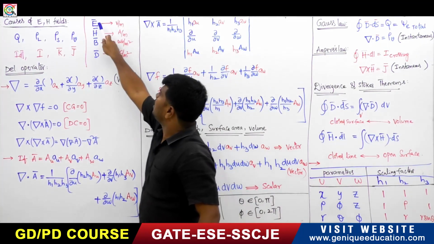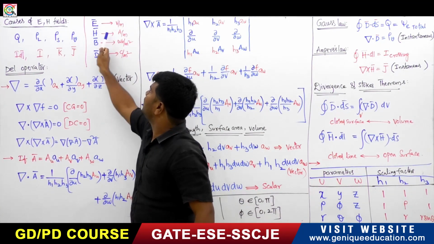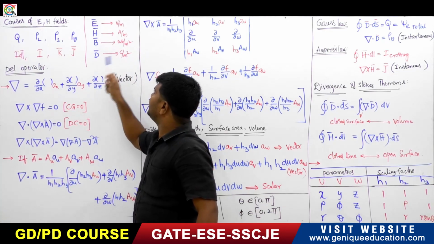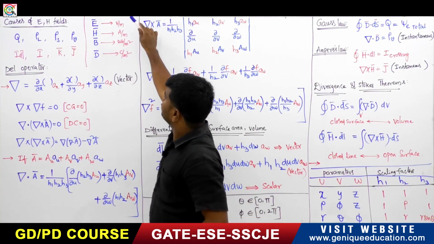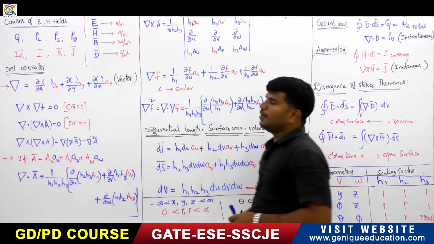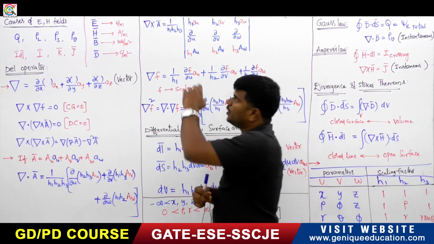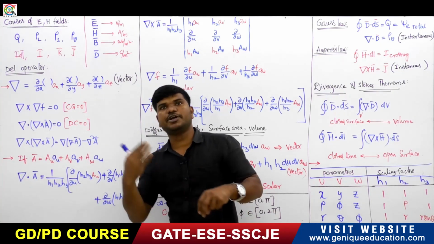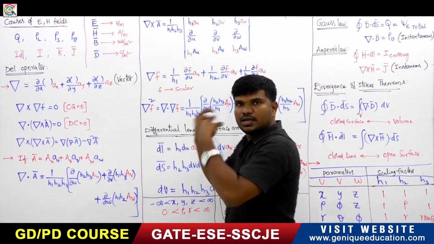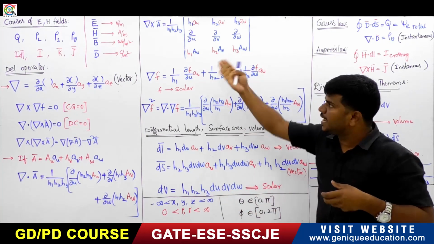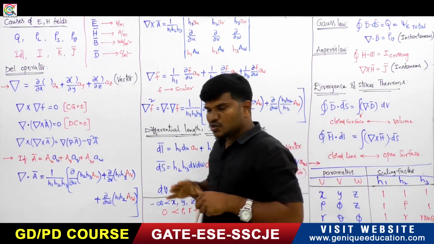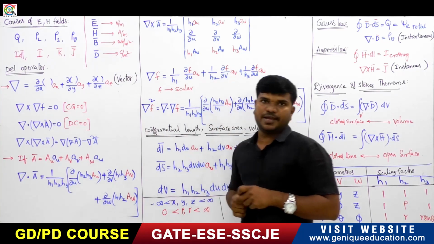The units are: electric field in volt per meter, H in ampere per meter, B in Weber per meter square, and D in Coulomb per meter square. These are the important parameters and their units. The measure of field strength at any point can be expressed in terms of the electric and magnetic fields, E, H, B, D, so you can represent it in any of these ways.